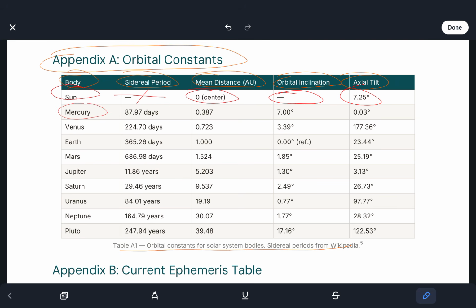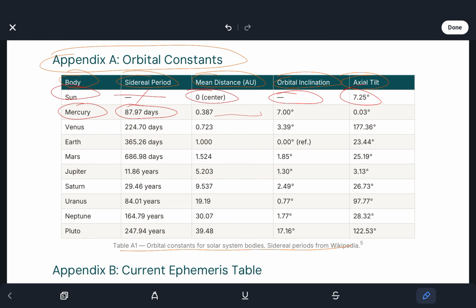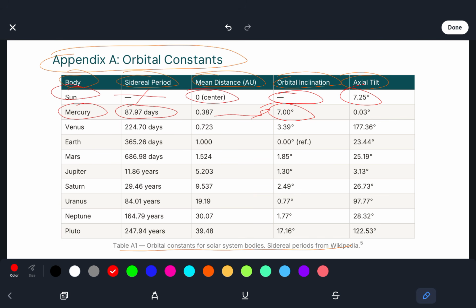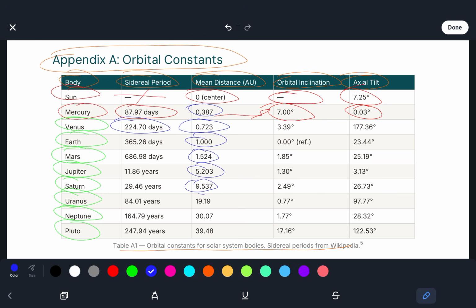Because we do see Mercury, 87.97 days sidereal period. The orbital inclination is 7.00 degrees exact. The axial tilt is 0.03 degrees. So it is fascinating how these planets' periods are very slow. Very, very slow. So Venus is at 224.70 days sidereal period. And these are the mean distances, by the way. I won't really look at these, but I'm more concerned about the sidereal period and the orbital inclination.